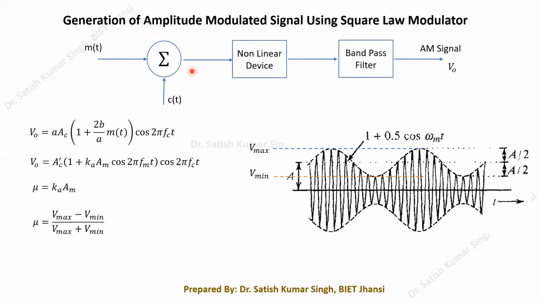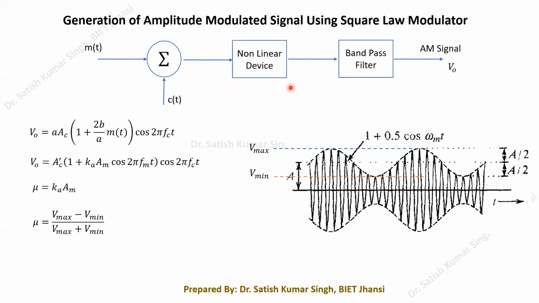So we have to pass this output of the adder, which I will be implementing using the op-amp. It is very simple to implement an adder circuit using the op-amp. Then the output of the op-amp will be passing through the non-linear device, that will be our diode.